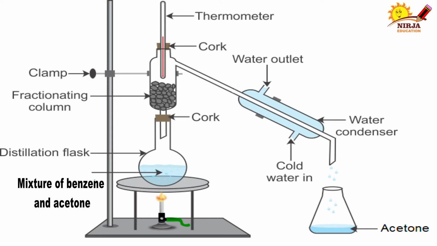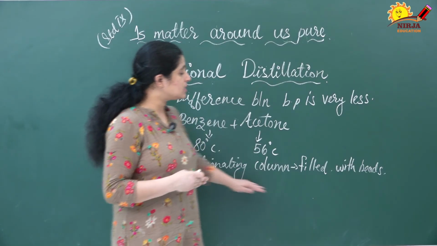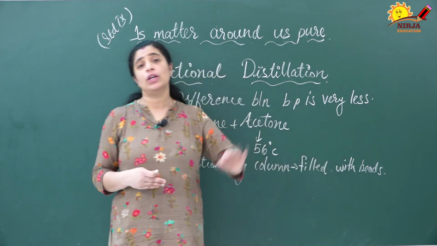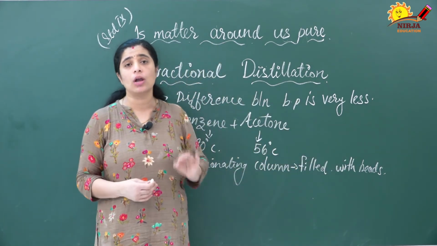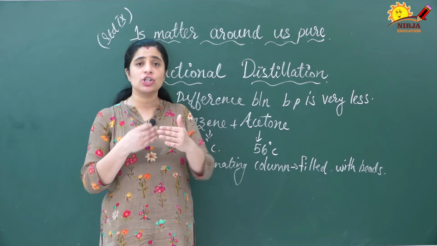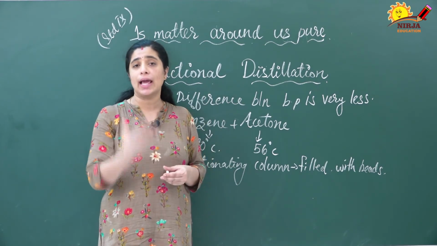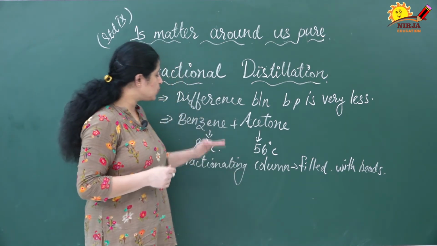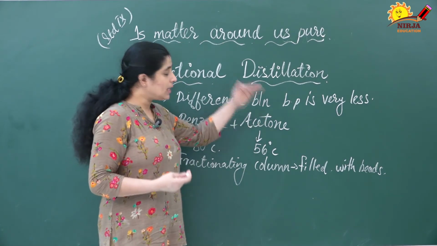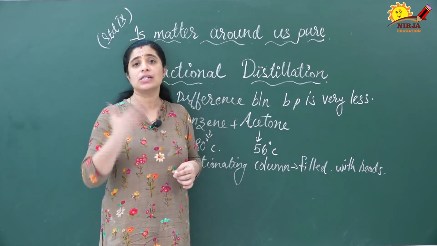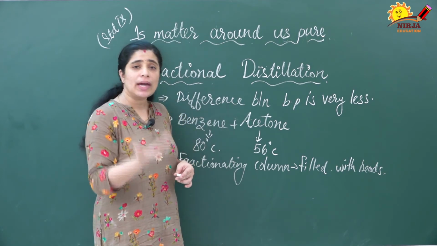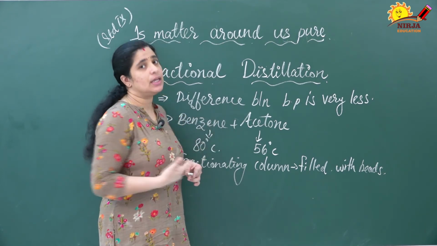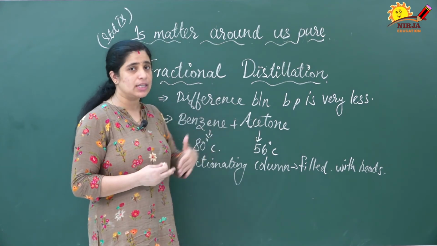It is the same as the distillation method, but one difference is there. Here you can see the fractionating column. In the fractionating column you can see the beads, that means it is filled with glass beads. The function of these glass beads is that they allow the vapor to condense repeatedly. So I will explain the process. First, when we are heating, you know that acetone is the volatile substance, so first it will start evaporating. So you can condense the vapors and collect them in the conical flask like in the distillation method.